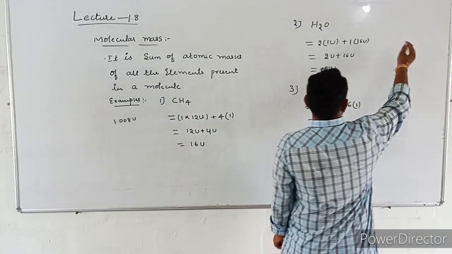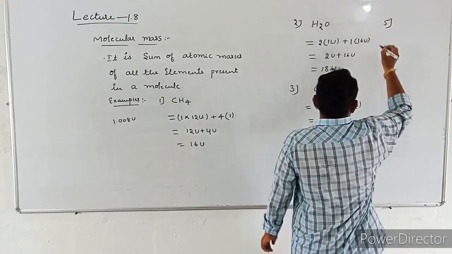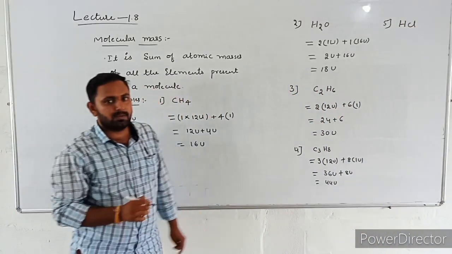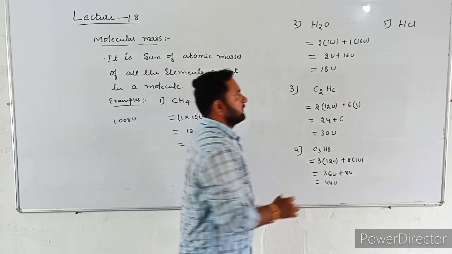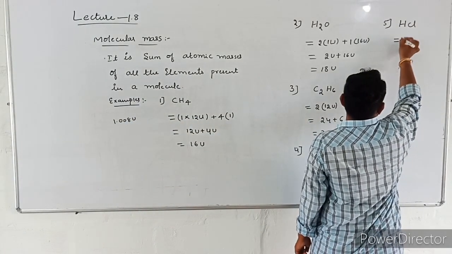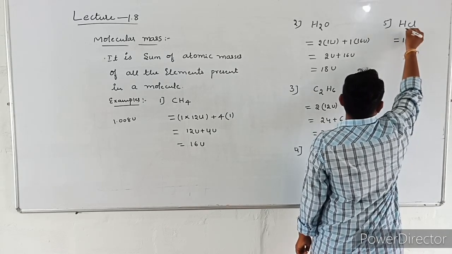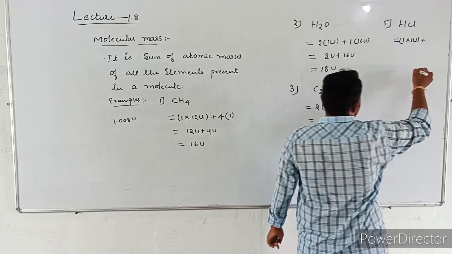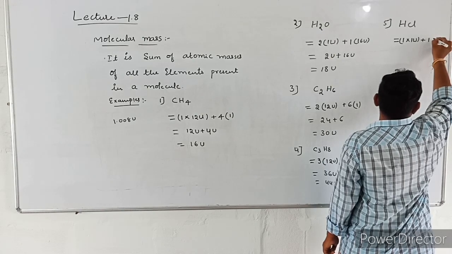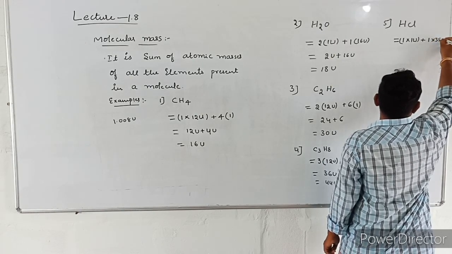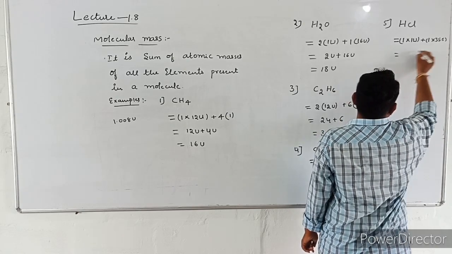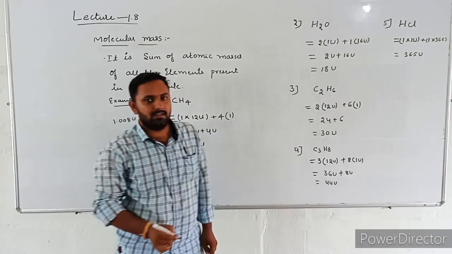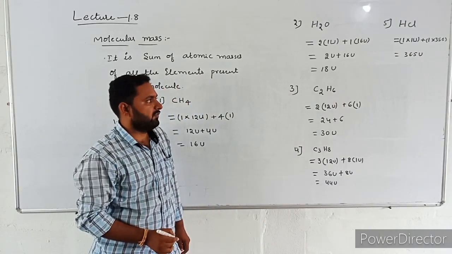Now let us take one more. HCl. What is the molecular mass of HCl? Now let us calculate molecular mass of HCl. How many hydrogens are there? 1. Then what is the atomic mass of one hydrogen? 1U. Plus, how many chlorine atoms are there? 1. What is the atomic mass of chlorine? 35.5. Now calculate. 1 plus 35.5 is total 36.5 unified mass. The molecular mass of HCl is 36.5U.